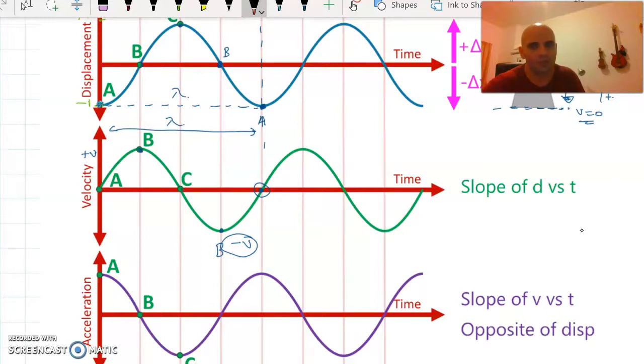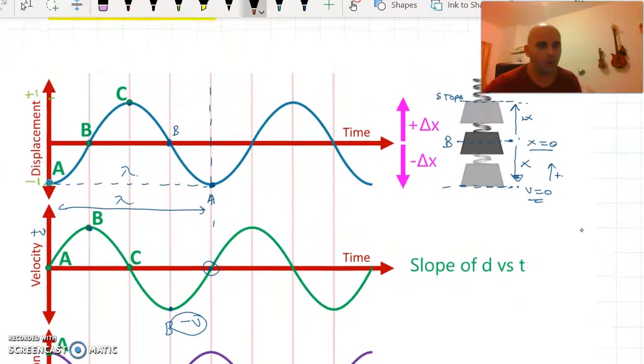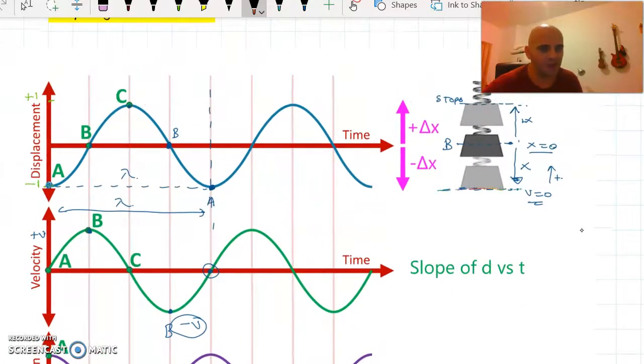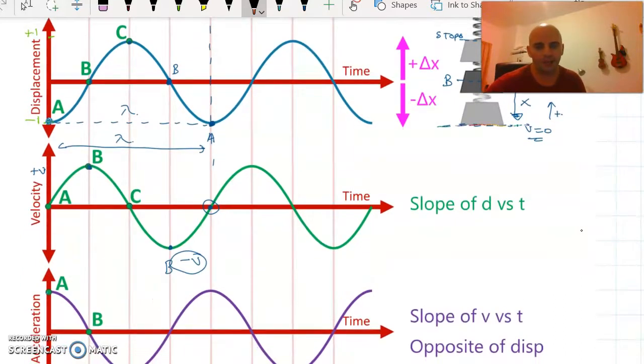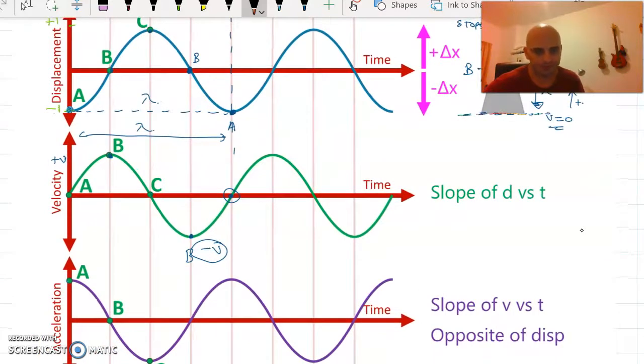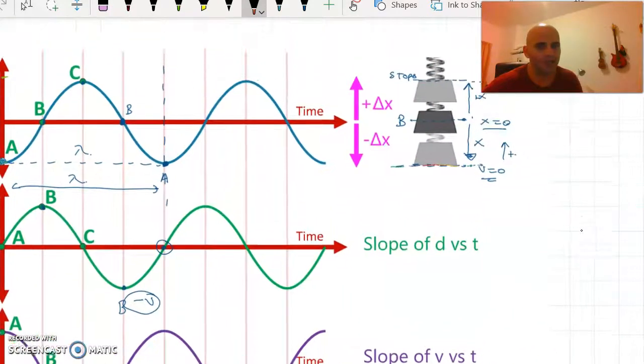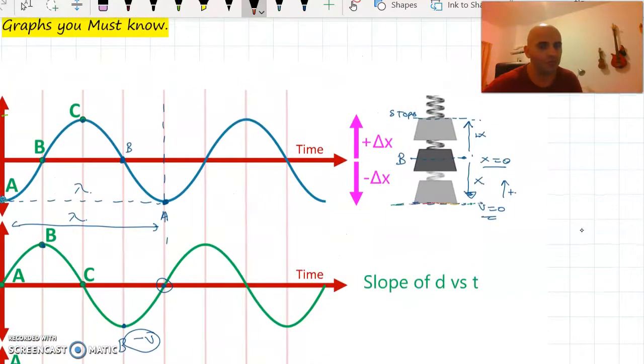Where the displacement was negative maximum, the acceleration was positive maximum. Okay, because when the spring is down here, when the mass is down here, that's got the most force pointing up. Again, following through, point B corresponds to where the acceleration is 0. And the acceleration is 0 when there is no force acting on it, which again is here.